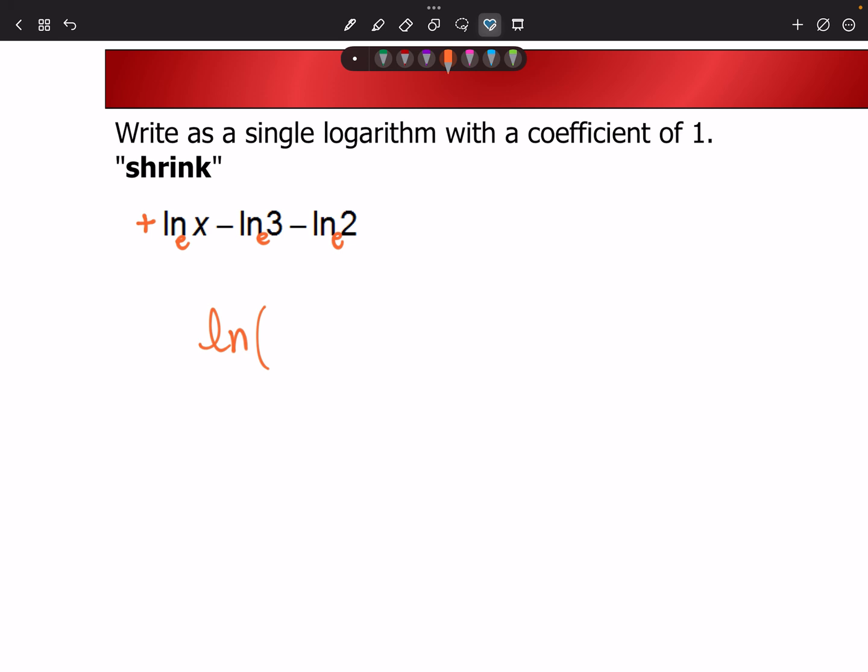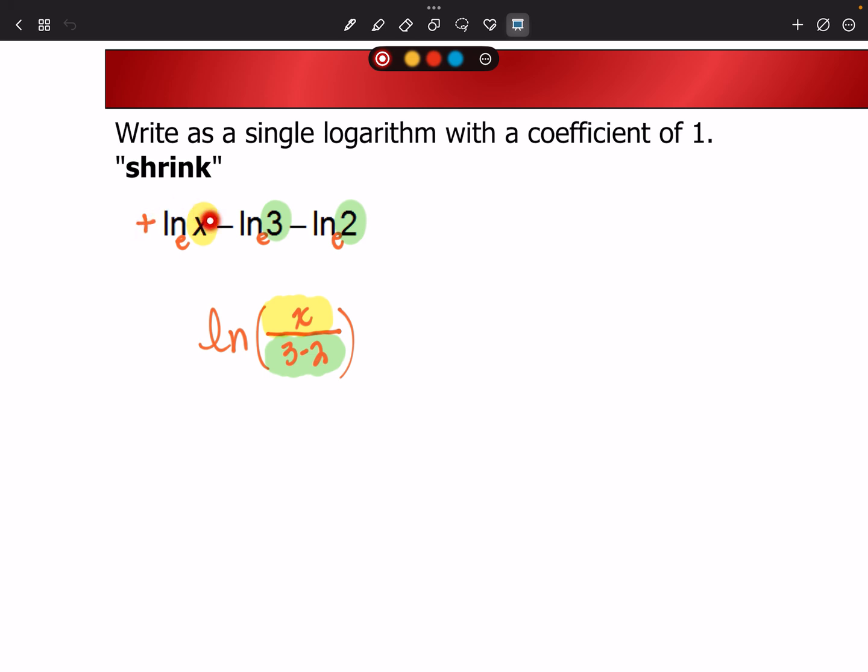The argument is going to have a fraction. In the numerator, we're going to have the arguments of all the positive logarithms, which is just an x. And then in the denominator, we will have multiplied together the arguments of all of those logarithms that are negative logarithms. So we'll have a 3 times 2 in the denominator, and we'll have an x in the numerator.